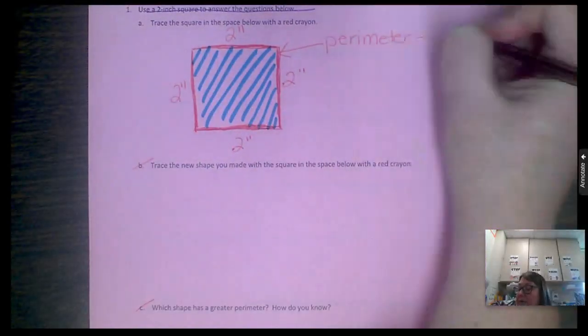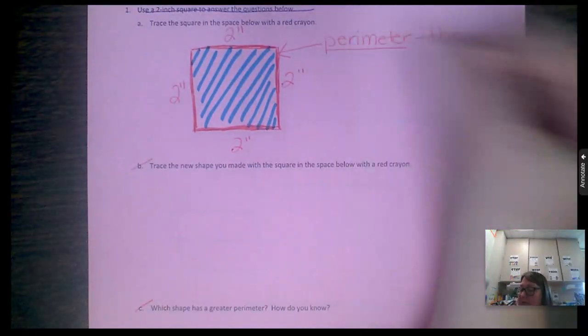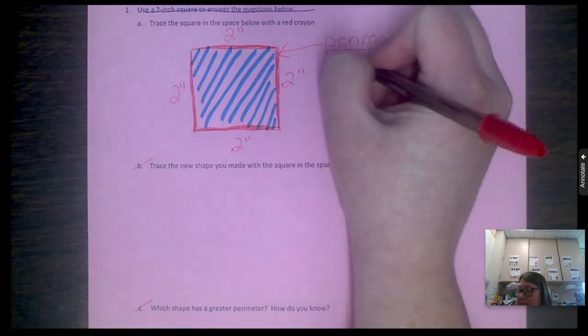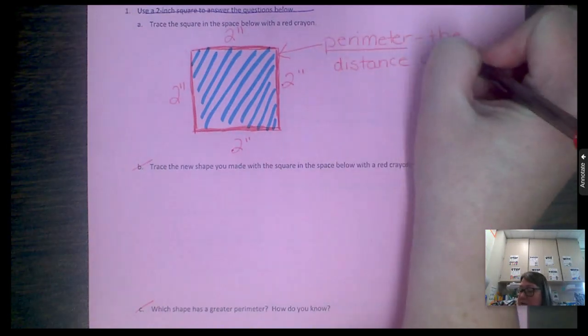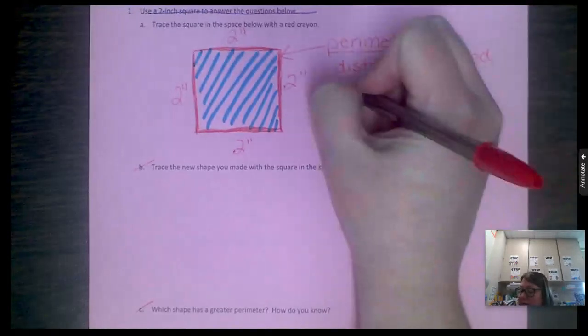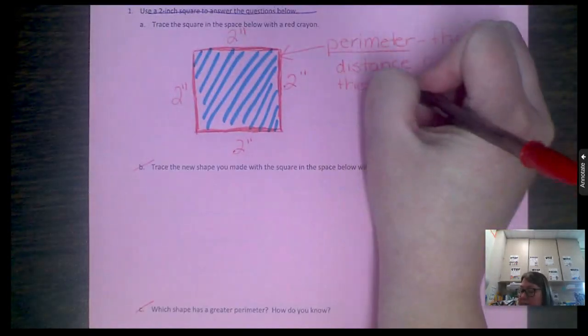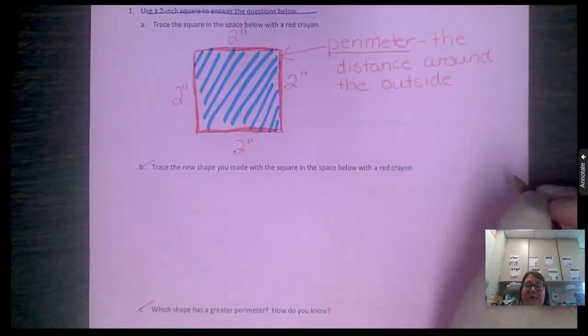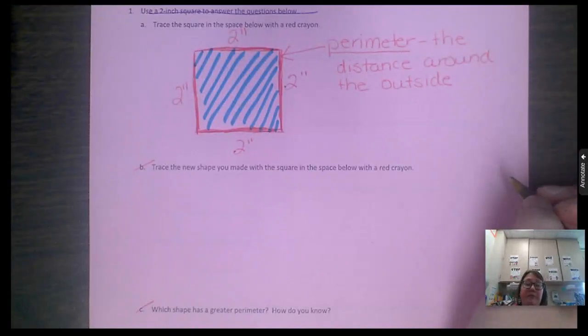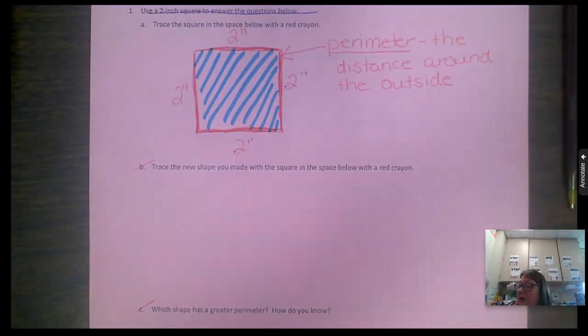Okay, and perimeter is the distance, we'll underline it so we know that's our definition, the distance around the outside of an object or of an area, of a room, of a door, of a bulletin board. You can find the perimeter of anything that you're finding the outside distance around. Okay. And then we already know area.